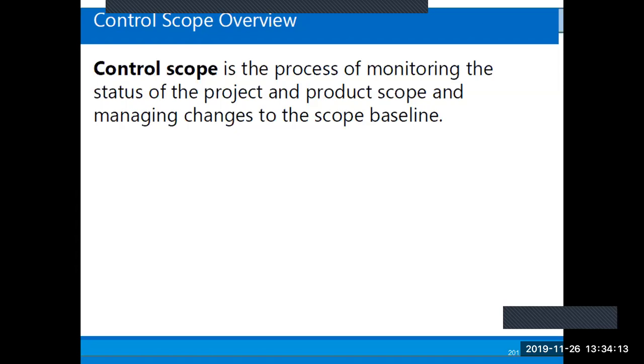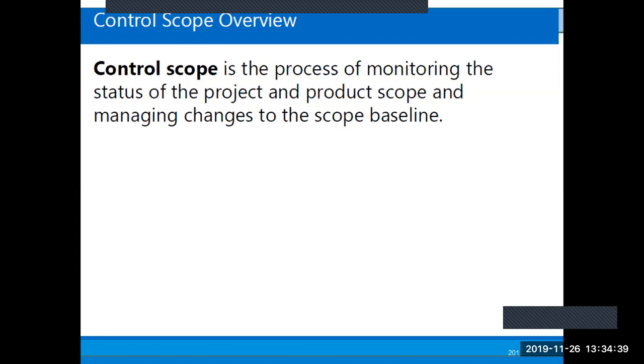It is a terrible change, because once the scope baseline is altered, the entire project is altered. That means the blueprint has changed. It's now a different story. It's a different project entirely. So that's why the eye of the project manager and team are on control scope as much as possible, to avoid unnecessary changes to the scope baseline.